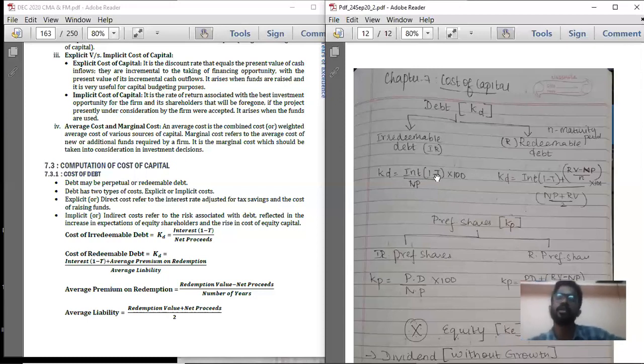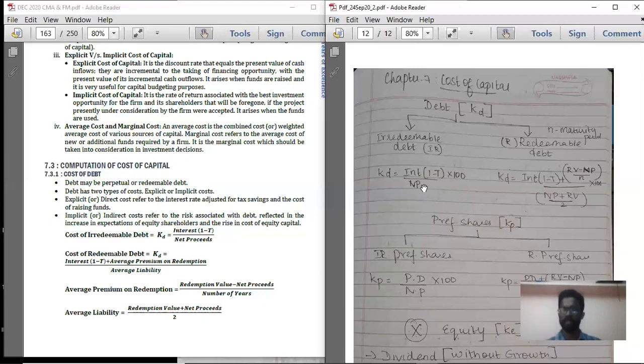But for dividend, how do you pay? In case of dividend, EBIT minus interest gives EBT, then minus tax, you get PAT. Out of that PAT only you will pay dividend. So there is no tax component in the dividend, whereas in interest there is some tax component, so you are deducting 1 minus tax rate. Simple. So interest into 1 minus tax rate divided by net proceeds.